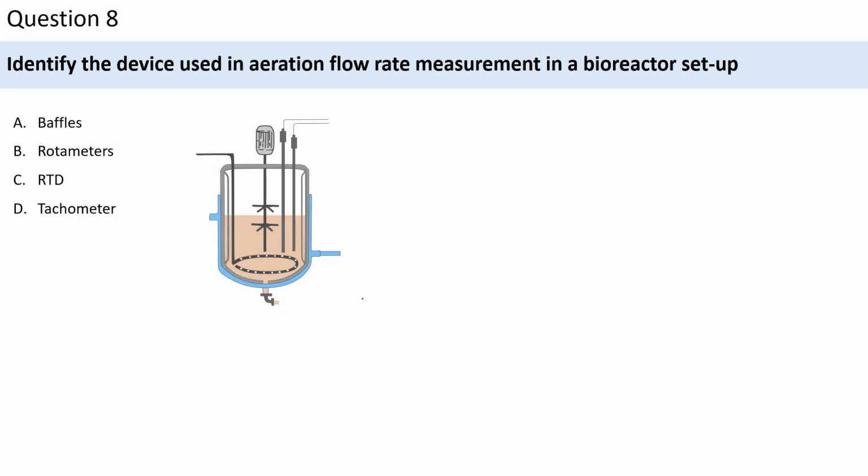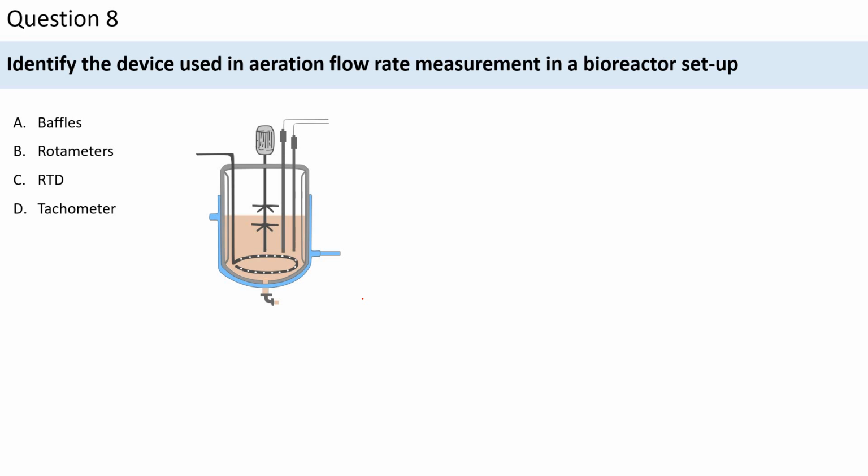Say for example, you have a glass of water. So we have, sorry for the disturbance. We have baffles. Baffles are mainly to prevent vortexing only.